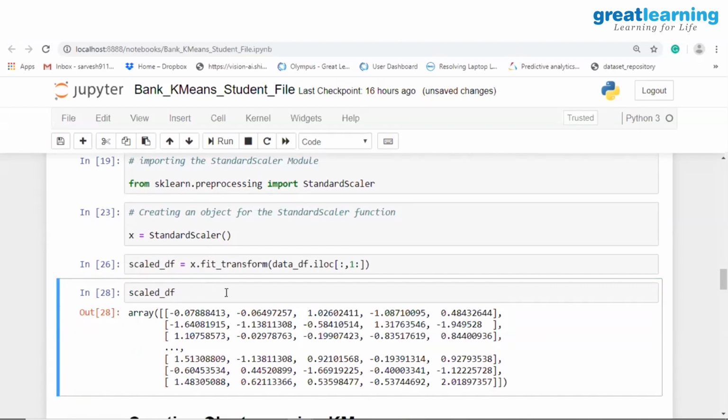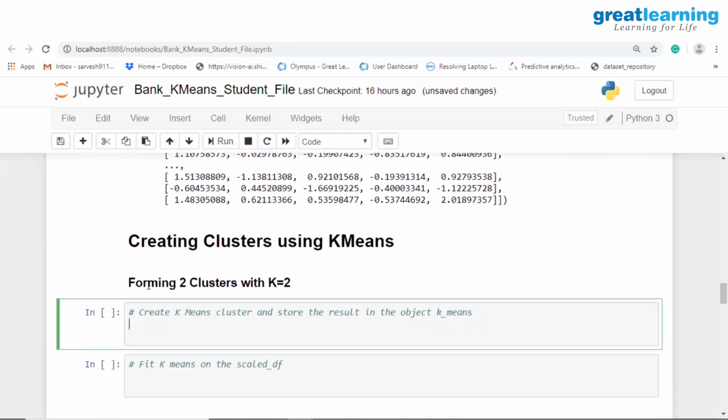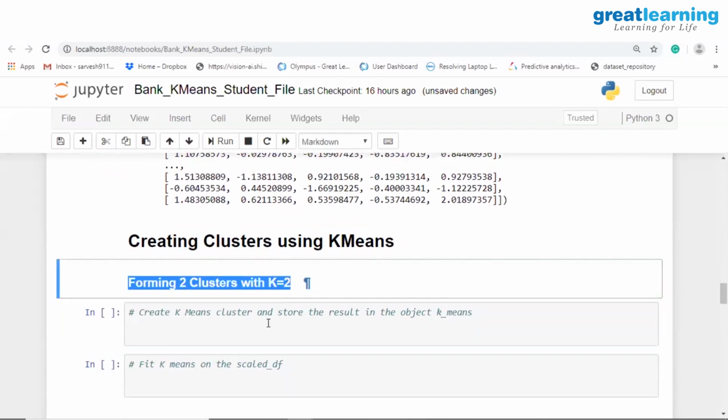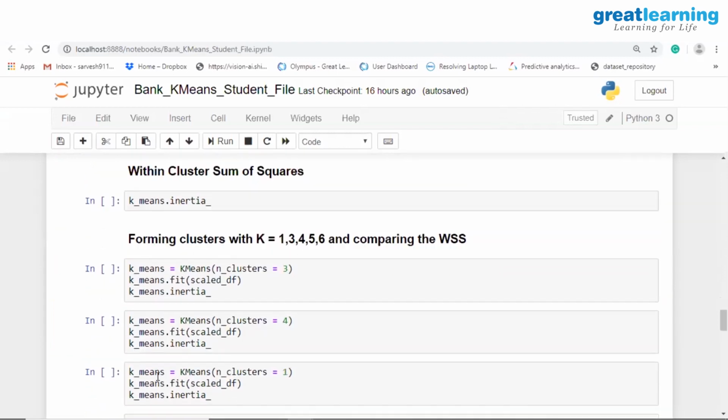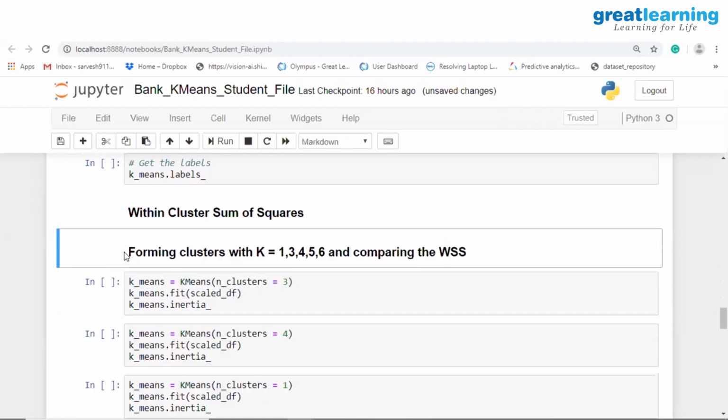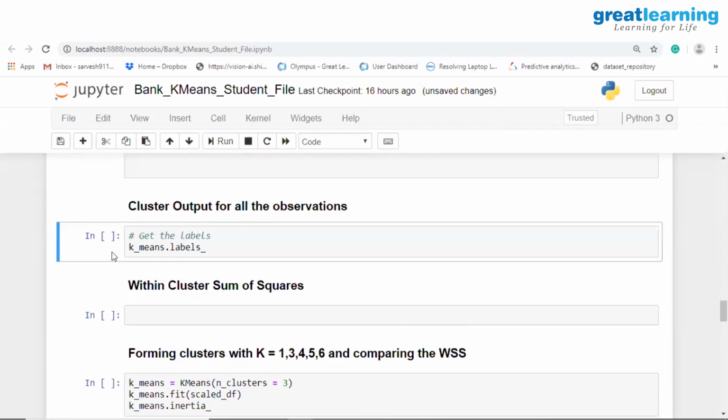Now I'm creating clusters using k-means, forming two clusters with k equal to 2. Create a k-means cluster and store the result in the object k-means. How do I do it? I've created all the hints. I think this hint should also be present with some worked out thing in the student version. But I always tell them not to have it.